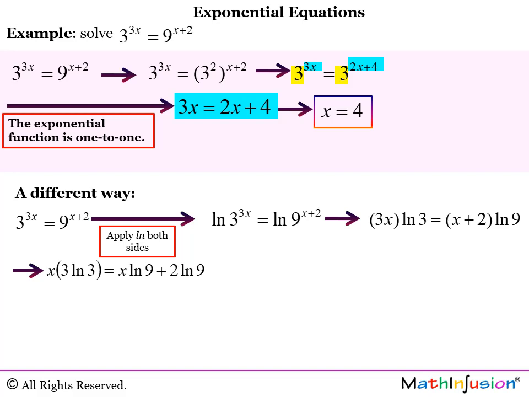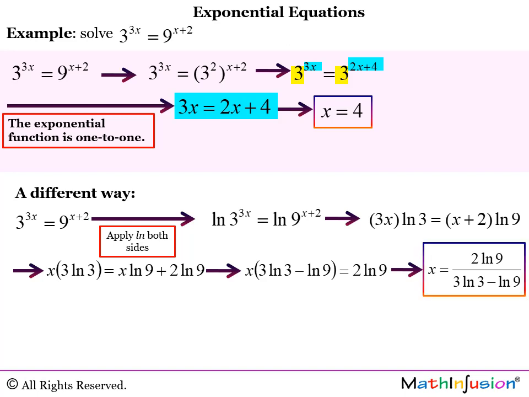Now, because I need to solve for x, I want to have all the x's on one side of the equation. And I get that x times (3 ln of 3 minus ln of 9) equals 2 times ln of 9. Now I can just do division and get x equals 2 ln of 9 over (3 ln of 3 minus ln of 9). Don't forget again, ln of 9 and ln of 3 are just numbers, so this is a good solution.